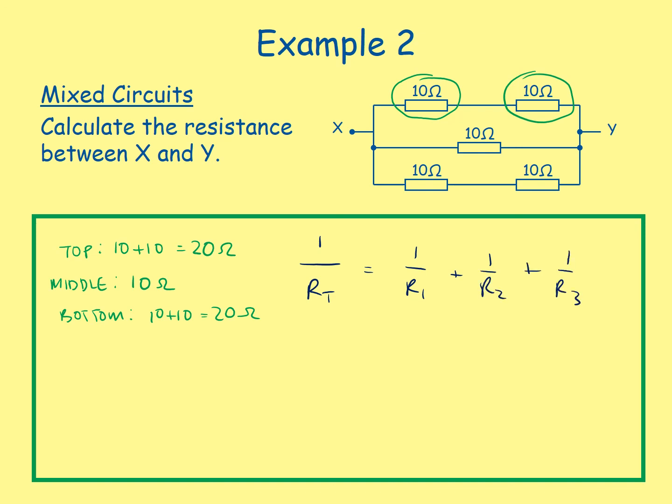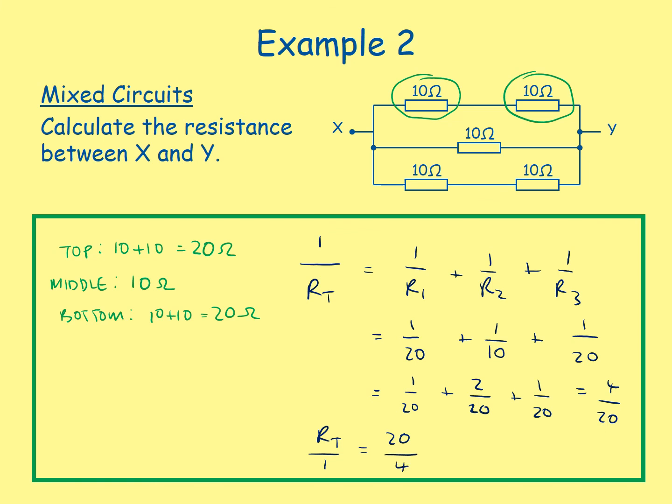R1 in this case is our top row, so that's 1 over 20. R2 is our middle row, so 1 over 10. And R3 is our bottom row, so 1 over 20. Again, we could just put this straight into a calculator, or we could manipulate the fractions. So 1 over 20 plus 2 over 20, that's the same as 1 over 10, and plus 1 over 20 gives us 4 over 20. Again, RT over 1 equals 20 over 4. We've flipped both of our fractions. We can get rid of that over 1 because it's not necessary, and 20 over 4 is 5 ohms.